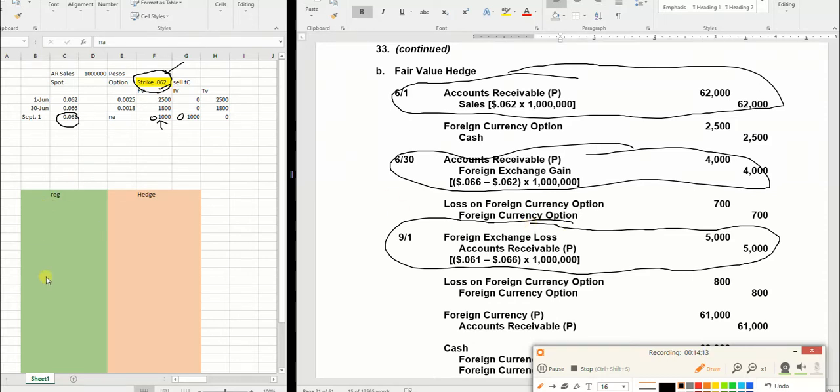Now, then, instead of the 3 entries, I only have 1 entry, and that entry is to adjust the option to its fair market value, and everything goes through net income instead of AOCI. So I bought the option on the 1st. My option went from $2,500 down to $1,800, so I credit it for $700 and have a loss. And then notice not AOCI, loss, because this is a fair value hedge. And then my option goes from $1,800 down to $1,000, so I credit it for $800, and so I have a loss.